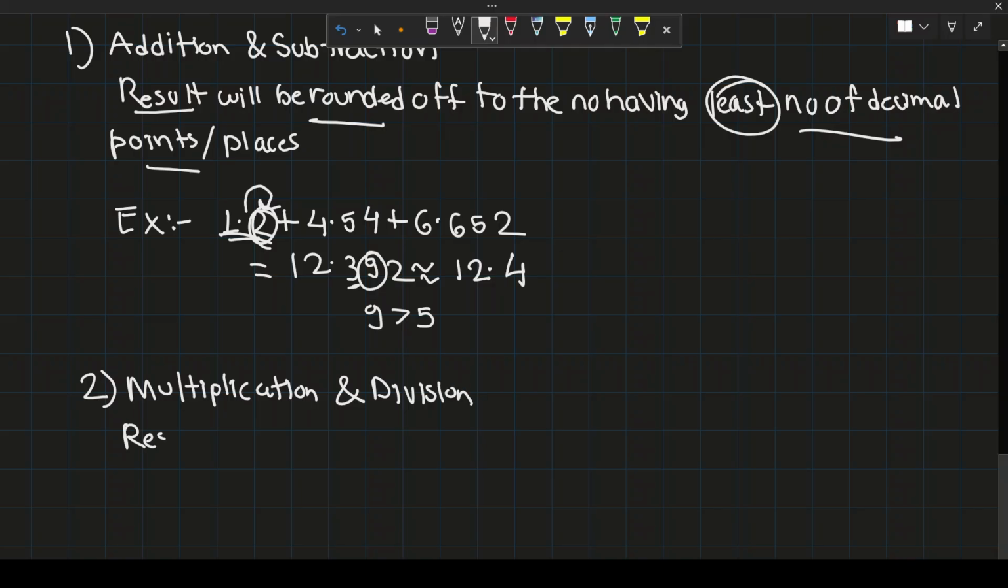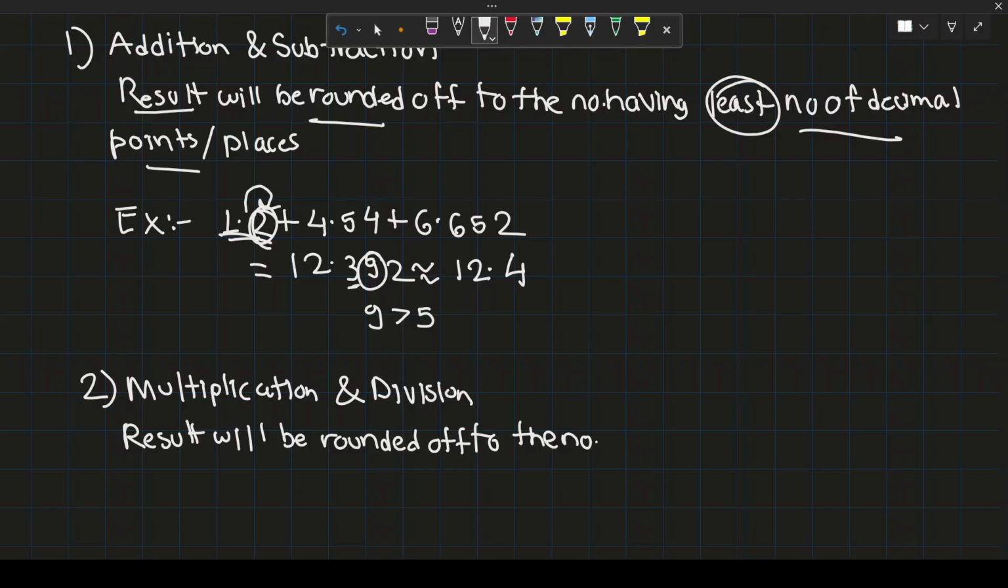The next rule is for multiplication and division. This says that the result will be rounded off to the number having least number of significant figures.